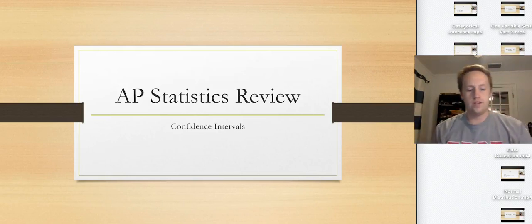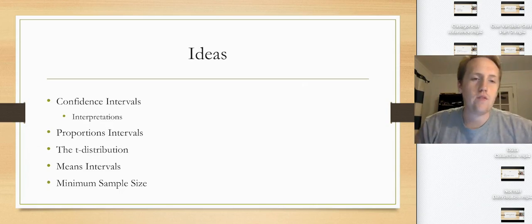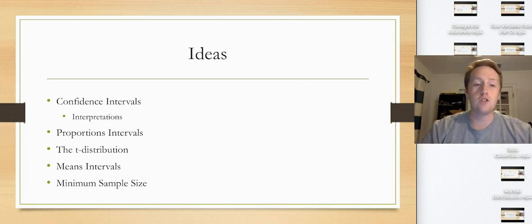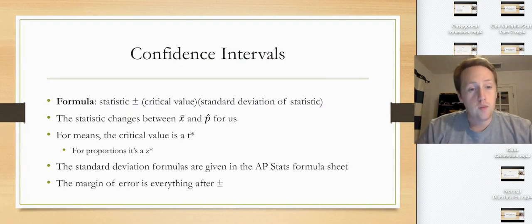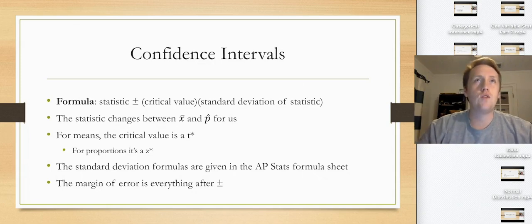Welcome to confidence intervals. All right, the ideas we're going to talk about in this video: confidence intervals and their interpretations, proportions intervals, the t-distributions, means intervals, and minimum sample size. So confidence intervals. There's a formula to it. It's the statistic plus or minus the critical value times the standard deviation of statistic. What a confidence interval is, though, it's an interval of plausible values for a parameter.